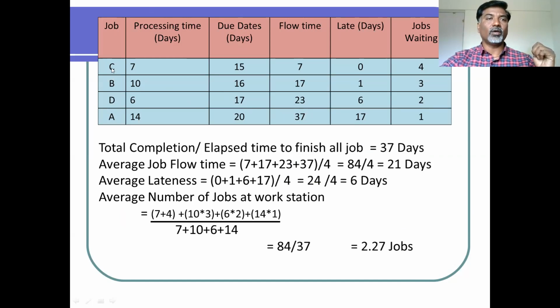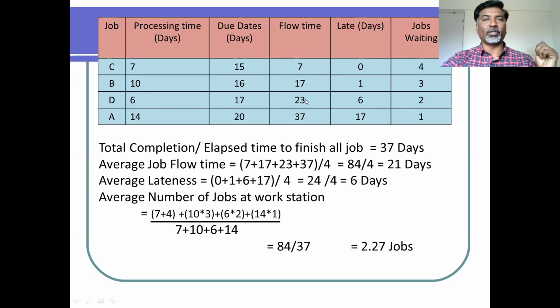For each job, what is the processing time required? As given in our example, C requires 7 days, B requires 10 days, D requires 6 days and A requires 14 days. Likewise, the due dates are also given. For job C, 50 days is the due date. For job B, 60 days. Job D, 70 days and job A, 20 days.